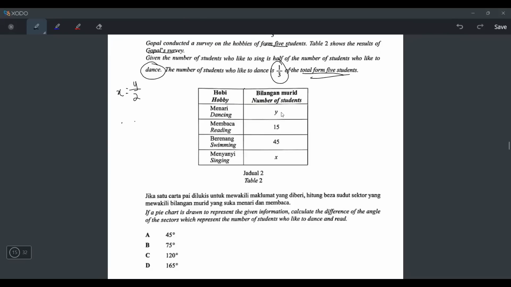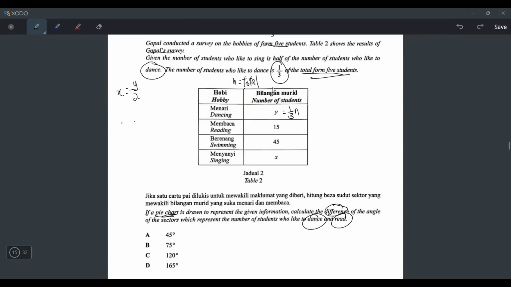So we know the Y is equal to what? 1 over 3n. And we can let n become the total. So I just let n be the total number of students. And then the bottom one says, if a pie chart is drawn to represent the given information, it means I have to convert all these numbers to angle later. Angle, not percentage, because a pie chart is angle, right? And then they say calculate the difference of the angle of sectors which represents the number of students who like to dance and reading. Okay, this is my plan.